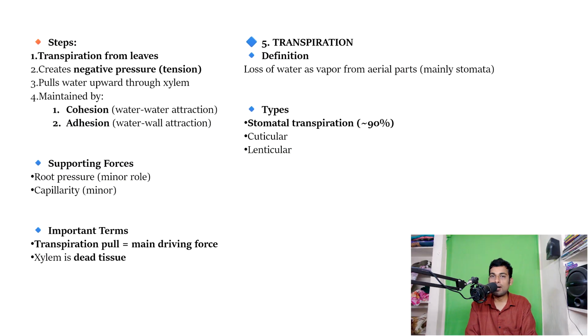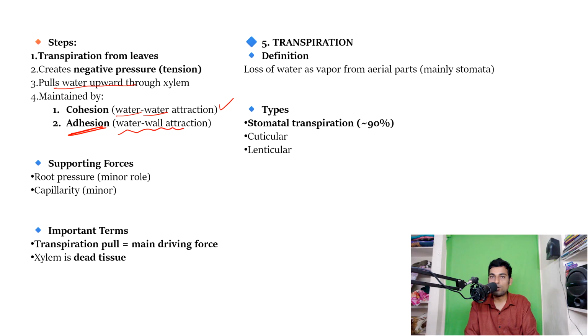The first one is cohesion. Water sticks to other water molecules. So this binding happens between the water molecules, and we call it cohesion. The second force used here is adhesion. Water molecules attach to the xylem wall, so we call it adhesion. So two kinds of forces are applied here. By these two forces, water will be supplied continuously.